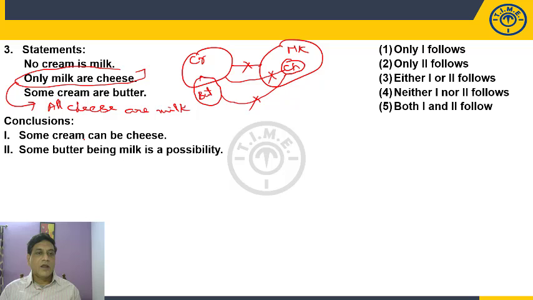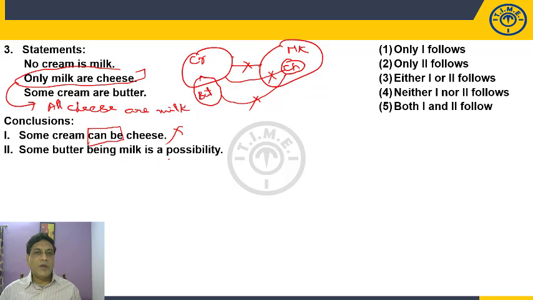First one. Some creams can be cheese. We are talking about a possibility. Can we have an intersection between cream and cheese? No, we cannot, because only milk is cheese. So, cream cannot be cheese.